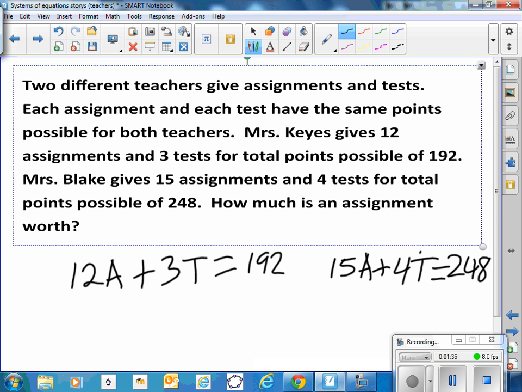Well, for Mrs. Blake's, the 4 tests is not going to divide evenly into 15 assignments. Let's look over here at Mrs. Keyes. Well, 3 tests divide evenly into 12 assignments, so we'll start with that one. So I'm going to subtract 12 assignments, whatever 12 assignments are worth, from each side.